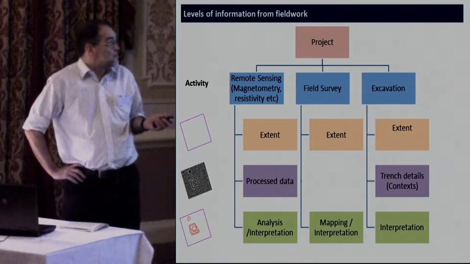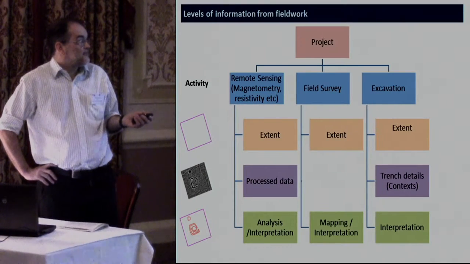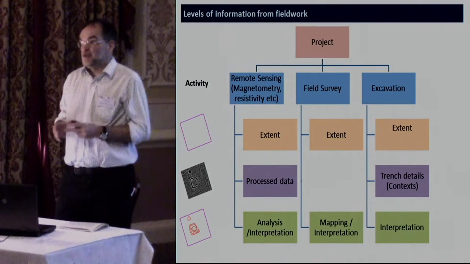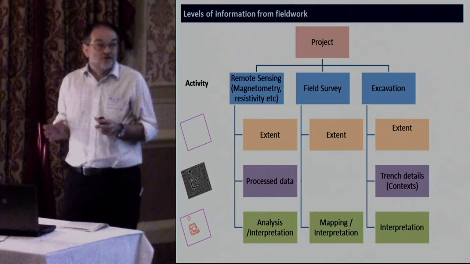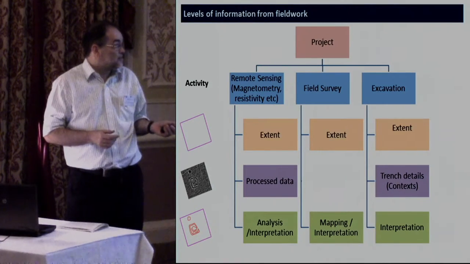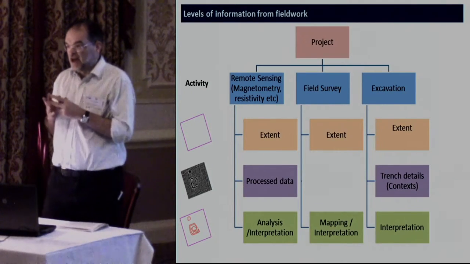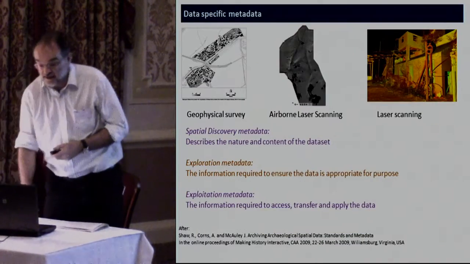So at a schematic level, a project may create various activities from remote sensing, from field survey, excavation. At the simplest level, we need to know where that information took place. So it's not about a spot on the map. It's about where is that trench? Where's the location? And then it's about the interpretation, processed data, and the analysis. And it's about gathering those types of information and coordinating and presenting them as a systematic mapped unit.